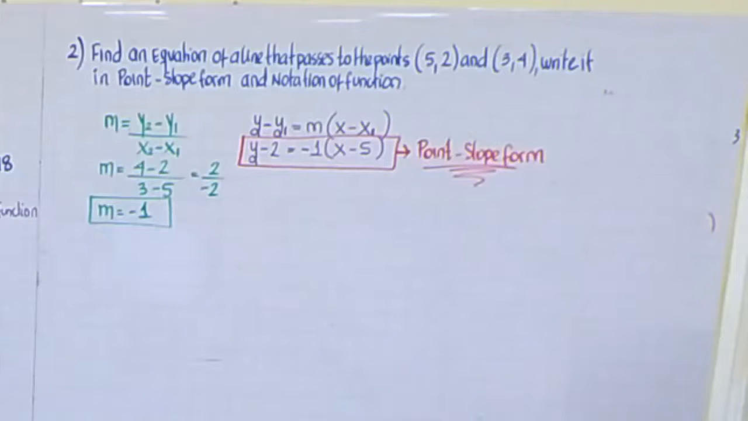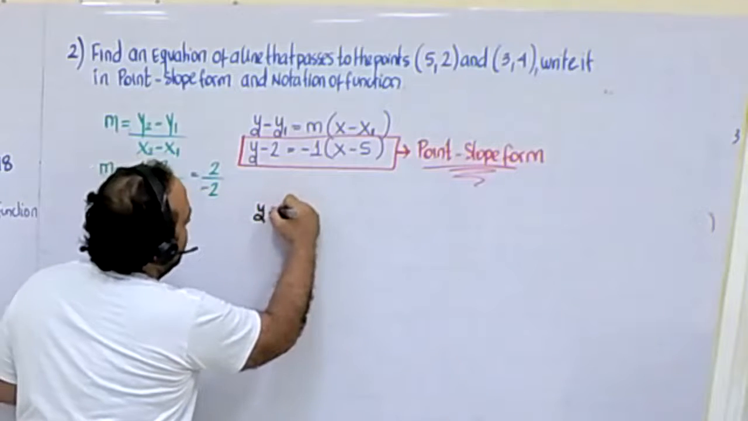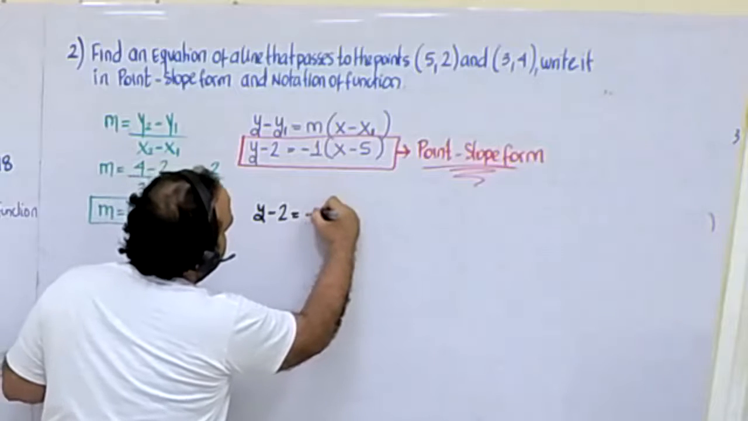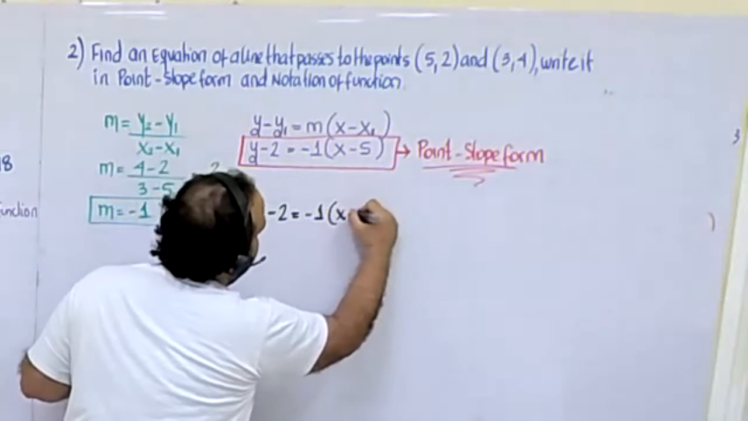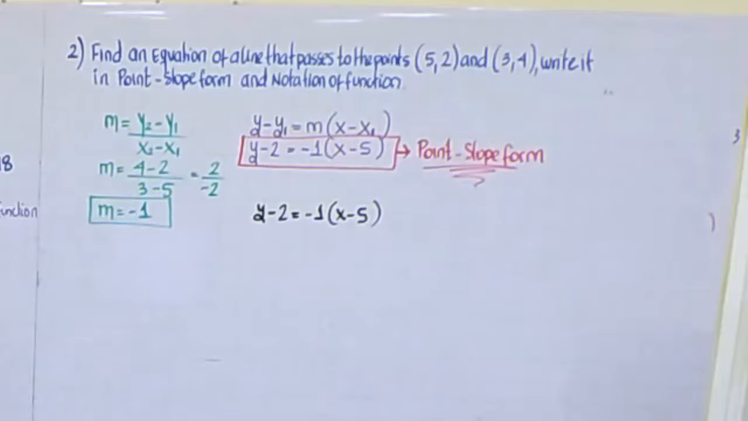Now, the second requirement says we have to write the equation in notation of function. In that case, I'm going to copy the equation over here once again. Y minus 2 equals negative 1 times x minus 5. What do I have to do? Simple, we have to solve for y.